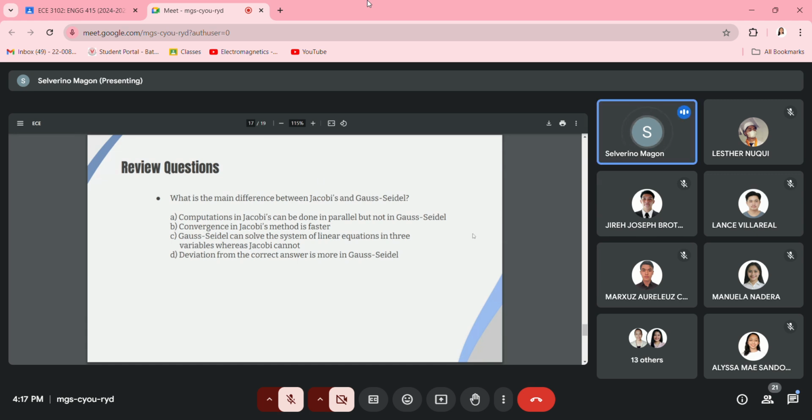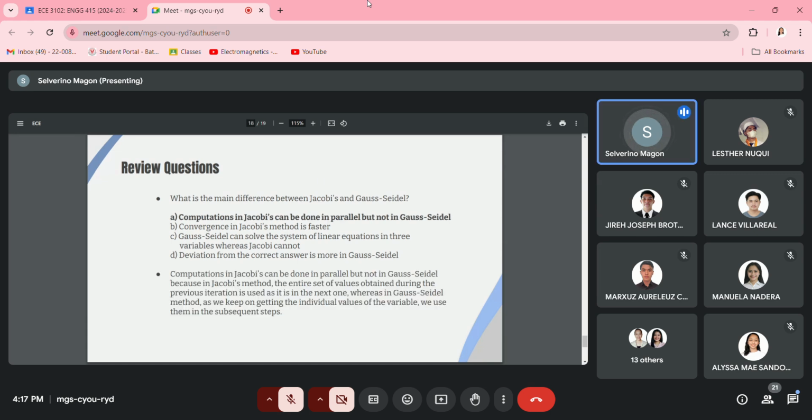Right. So the main difference is that the computations in Jacobi's can be done in parallel but not in Gauss-Seidel. So you guys are correct. Because in Jacobi's method, the values obtained during the previous iteration are used as they are in the next one, whereas in the Gauss-Seidel method, as we keep on getting the individual values of the variables, we use them in the subsequent steps.